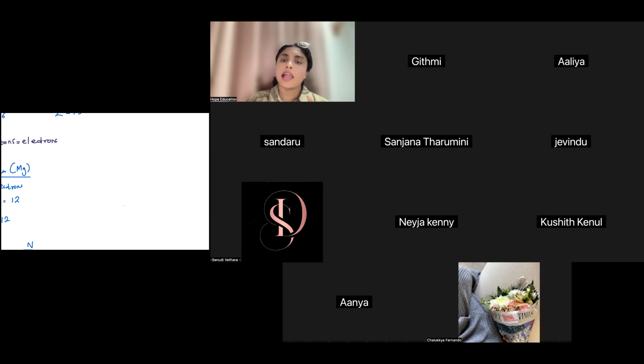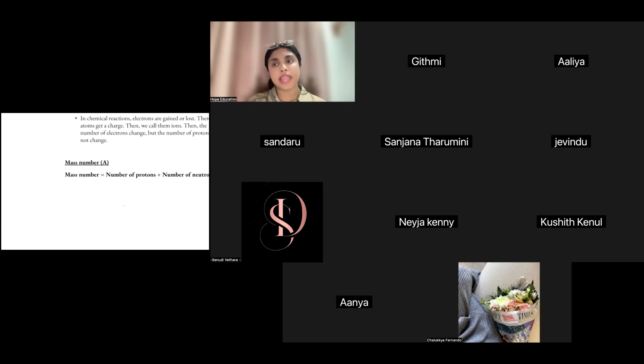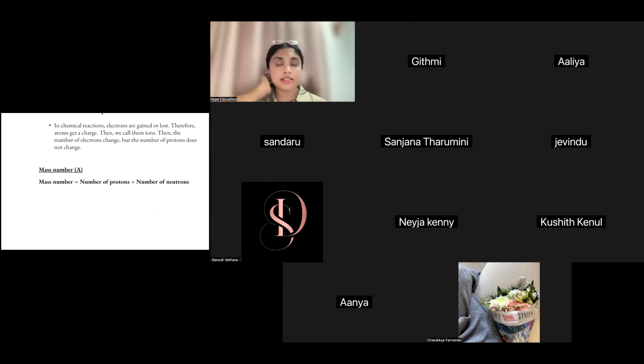But why didn't we count electrons here? For the mass number, we are only considering the protons and the neutrons and we are just adding them. Why not electrons? Why don't we add the electrons? Can you guess why? Electrons have a very low mass. Protons and neutrons have a considerable mass, but electrons have an extremely low mass.